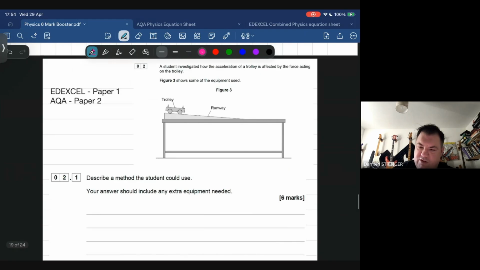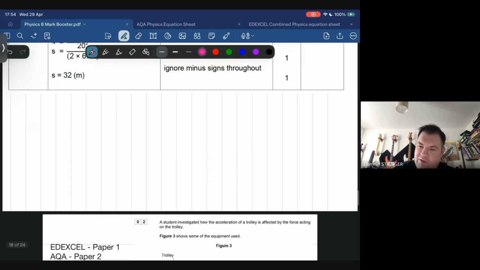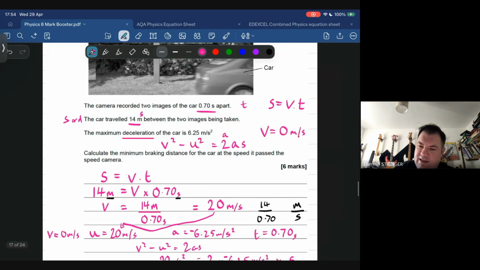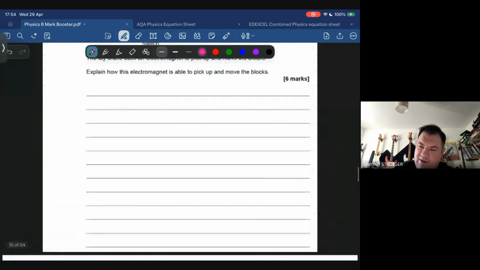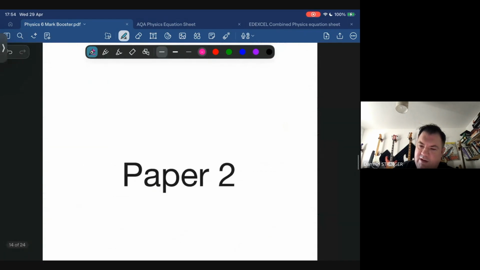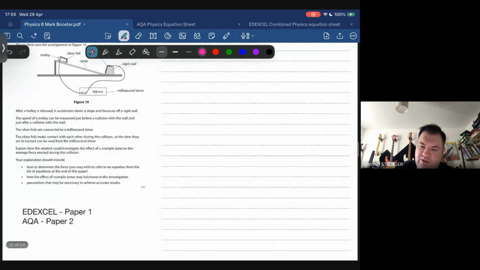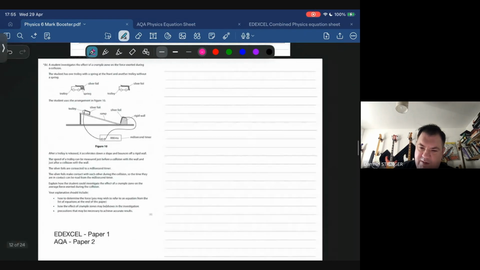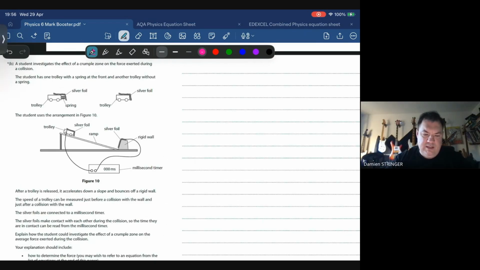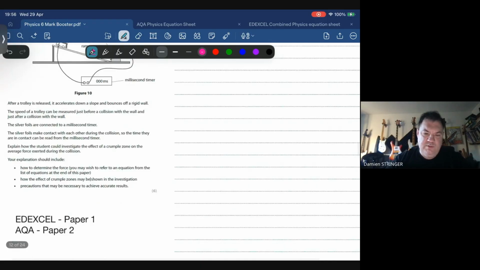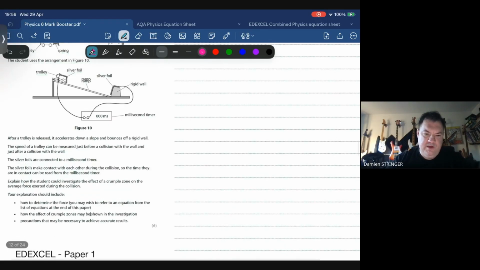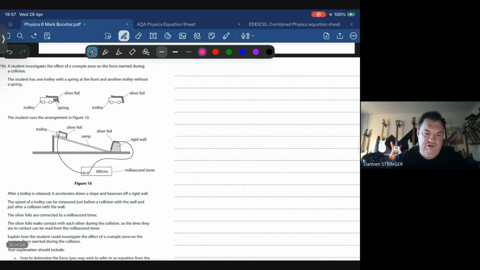Because this is on paper 2 for AQA and paper 1 for Edexcel, I might just do the Edexcel version, just because I know we've got somebody here who does Edexcel. In all AQA, the questions are very similar anyway. It's the same kind of idea, so it's not a massive problem for anybody. Okay, so this one, like I say, is on Edexcel paper 1 or AQA paper 2. And it's a trolley investigation.